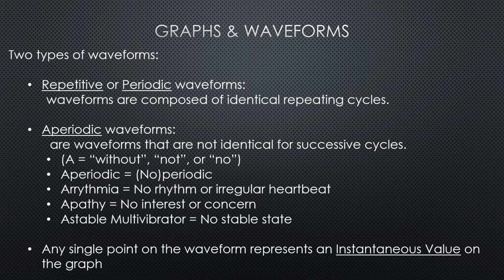And you can think of the A as indicating without a period, aperiodic. You can also think of A as in arrhythmia, so no rhythm or irregular heartbeat, apathy, no interest or concern, astable multivibrator, no stable state.